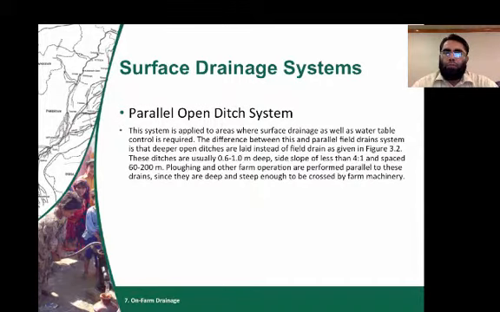In this type of system, plowing and farm operations are performed parallel to the drains because they are too deep and steep to be crossed by the farm machinery.